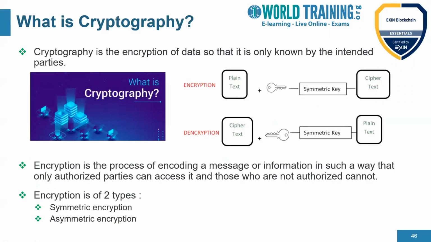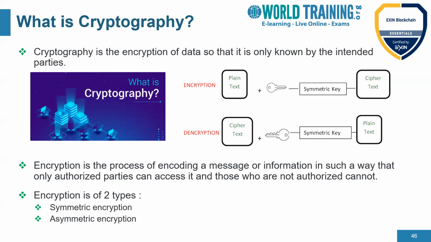What is cryptography? Cryptography is one of the important aspects used in the blockchain network. It is the mechanism of encryption of data so that the data is read or known to the intended parties only, because when data moves from one point to another without being encrypted, anyone can eavesdrop on it. Encryption helps ensure that only the intended parties are able to read those data.